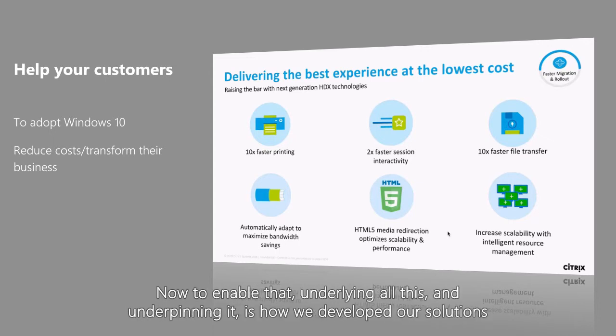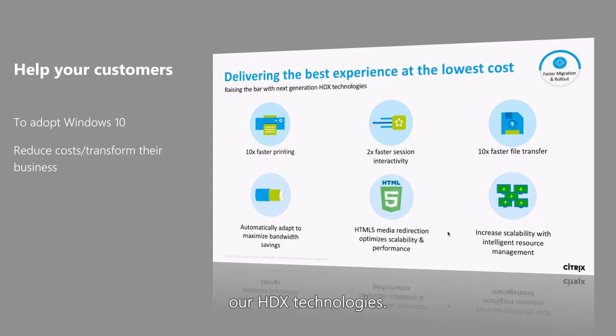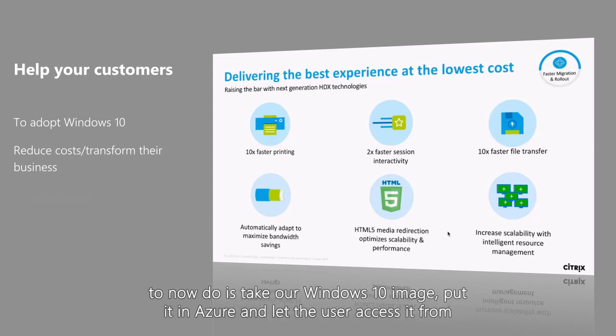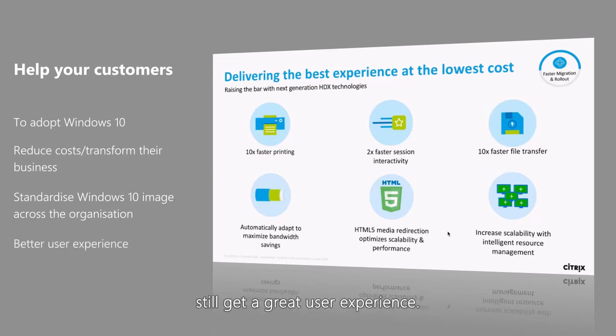Now, to enable that, underlying all this and underpinning it is how we've developed our solutions around XenDesktop to deliver the best experience at the lower cost with our new generation of HDX technologies. So outside of everything else we talked to you about today, what we're able to now do is take that Windows 10 image, put it in Azure, and let the user access it from wherever they want over lots of different types of networks, broadband, 3G, 4G, but still get a great user experience.